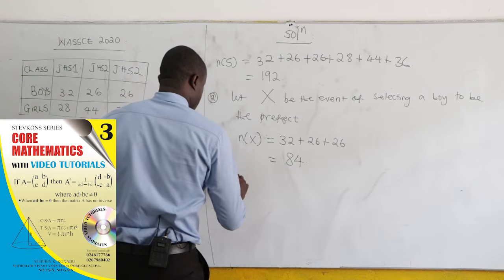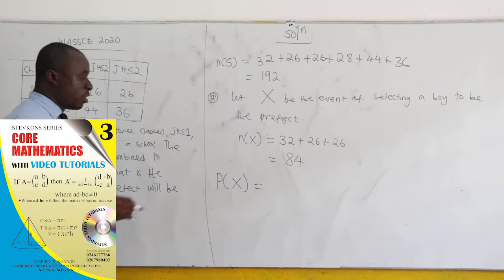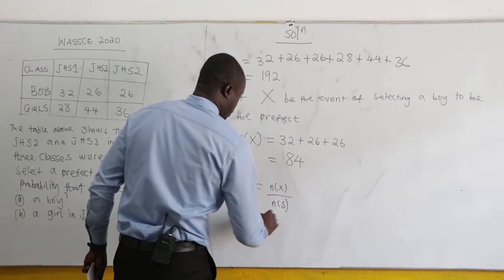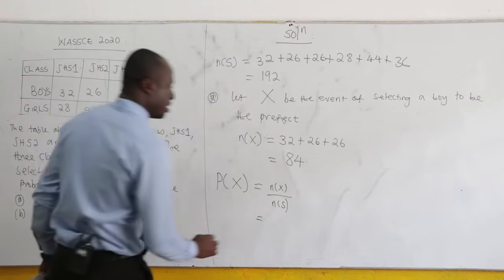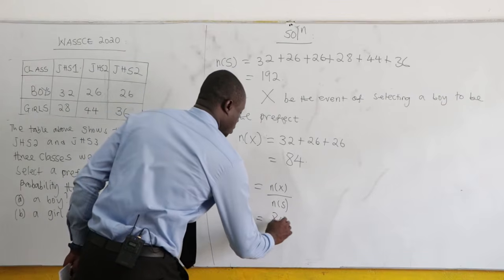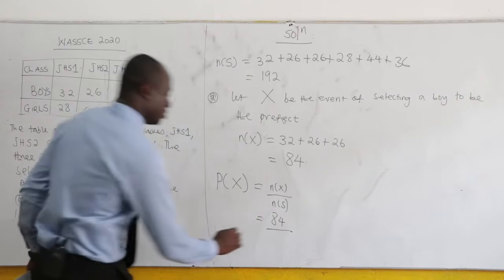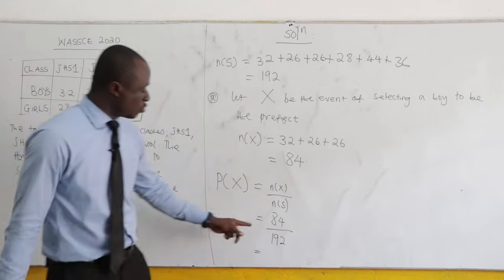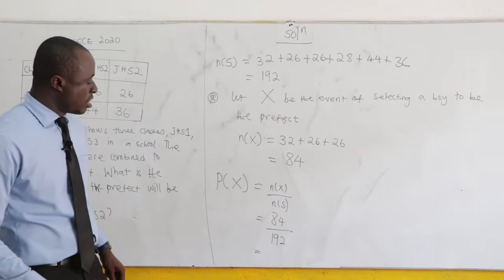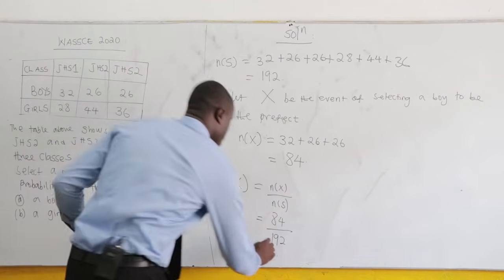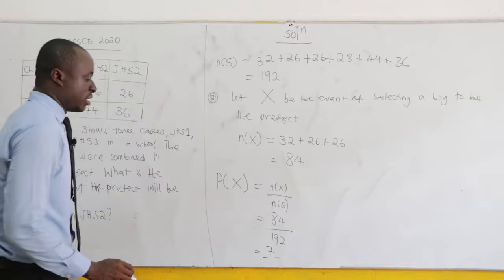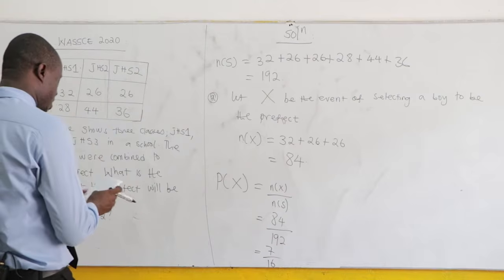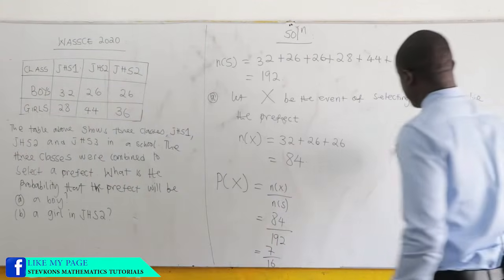Now the probability that it will be a boy is the number of events all over the number of sample space. And clearly the number of X, that's the number of events, the boys, is 84, all over the total, which is 192. Now 12 will go into 84, that will be 7 times. 12 will go into 192, that is 16 times. So the first one is 7 all over 16.